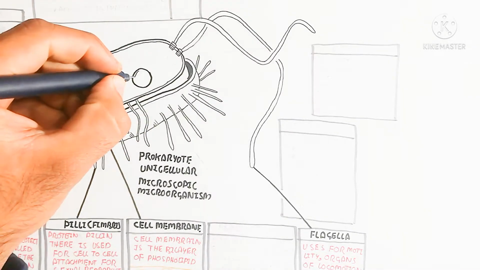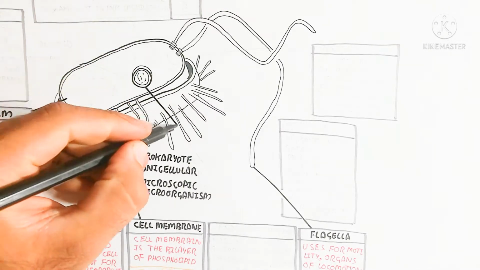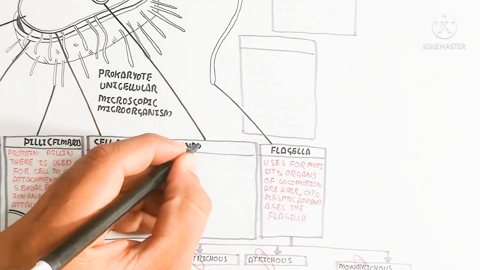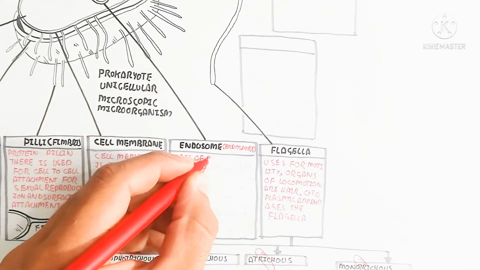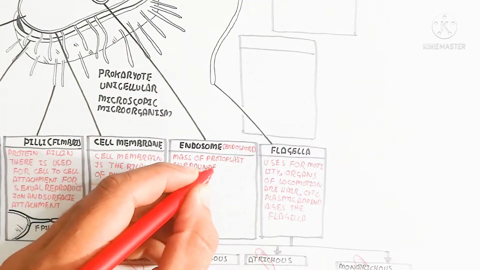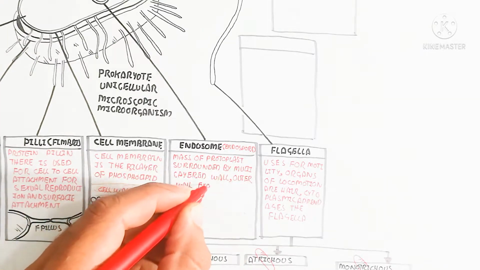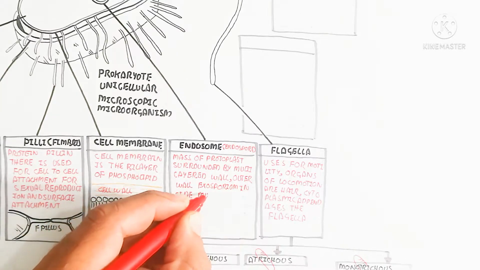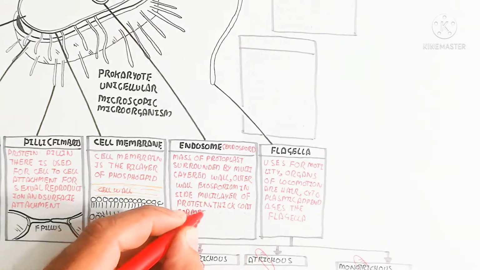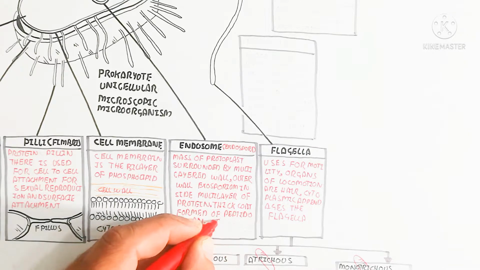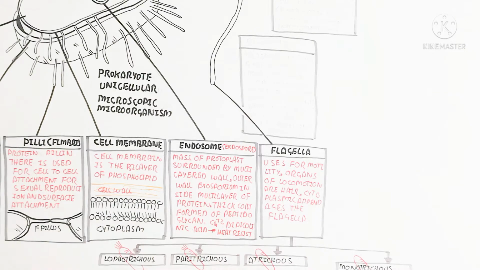Let's understand the endospore. Endo means inside, so endospore formation. It can be exospore or endospore, but it is the endospore. It is a mass of protoplast surrounded by a multi-layered wall: the outer wall, the exosporium, and inside a multi-layer of protein, a thick coat formed of peptidoglycan. Inside there is deposition of calcium and dipicolinic acid, which is used for heat resistance.